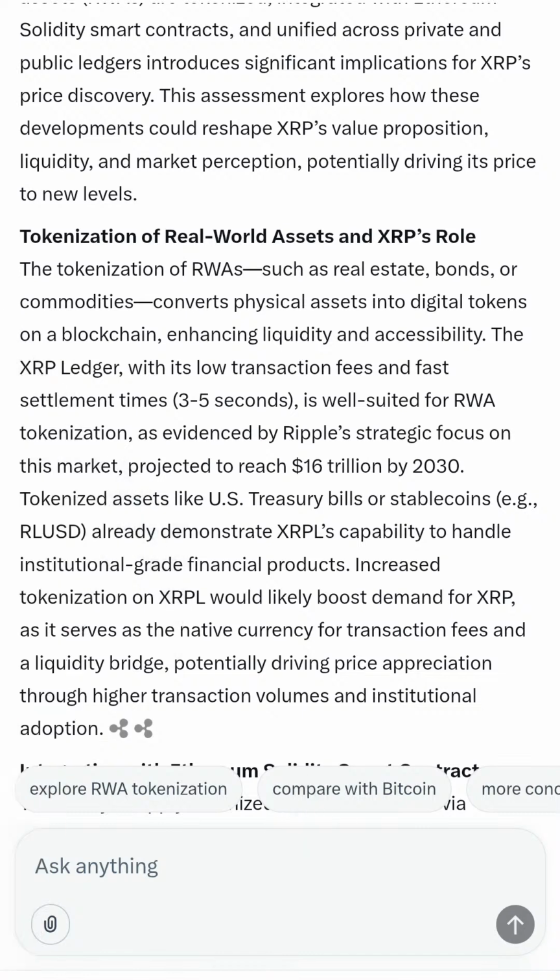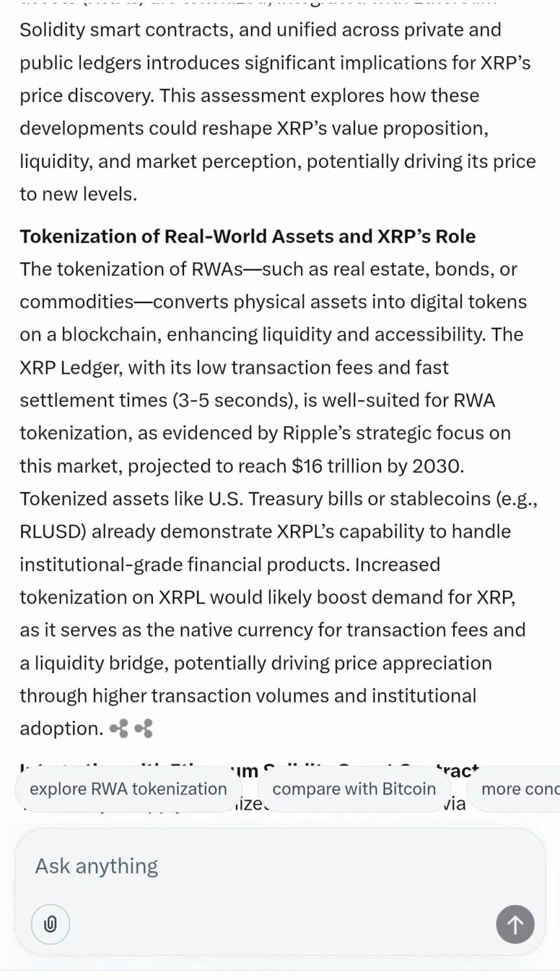Tokenization of real-world assets onto the XRPL. The tokenization of RWAs such as real estate, bonds, or commodities converts physical assets into digital tokens on a blockchain, enhancing liquidity and accessibility. The XRPL, or XRP Ledger, with its low transaction fees and fast settlement times of 3 to 5 seconds, is well suited for RWA tokenization, as evidenced by Ripple's strategic focus on this market.